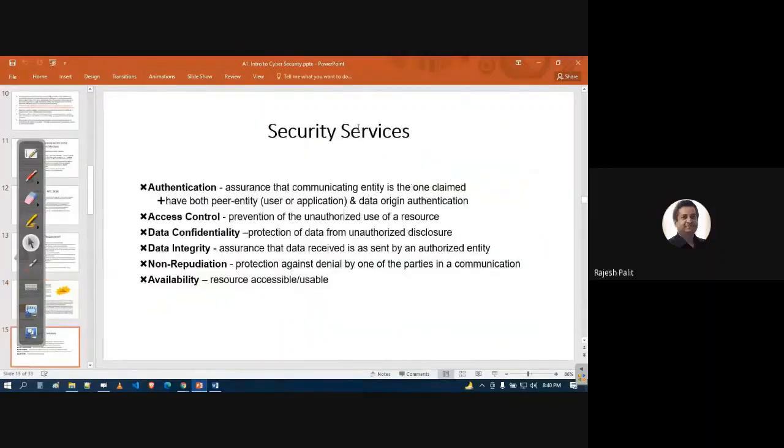So these are the security services: authentication service, access control service, so prevention of unauthorized use of resource. Then data confidentiality, the protection of data from unauthorized disclosure. Data integrity is also a protection of data, but not from disclosure. It is to protect it from modification or deletion or addition of data. That is change in data. The data must be intact. Assurance that data received is sent by the authorized entity.